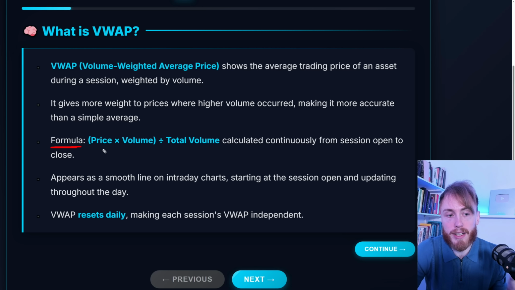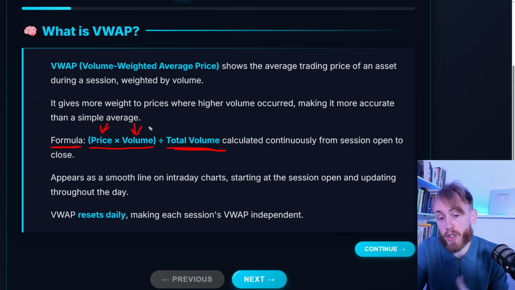But the formula here for the VWAP is simply price times volume divided by total volume. And once again, it's not super important to understand exactly this formula. But what is important to understand here is that the VWAP is combining both price and volume compared to, for example, moving averages, which only use price.